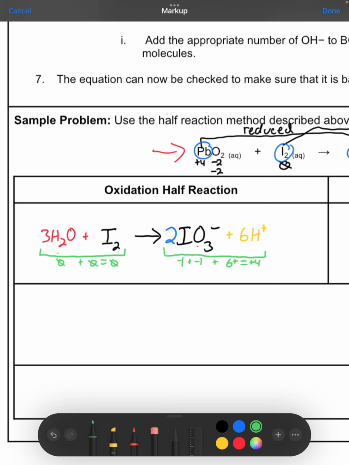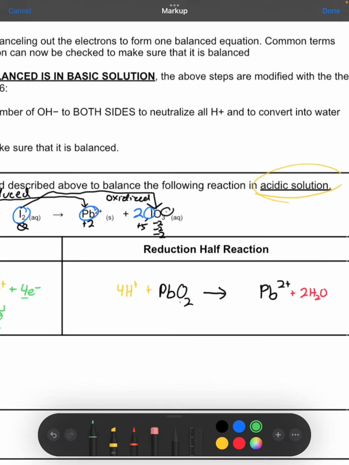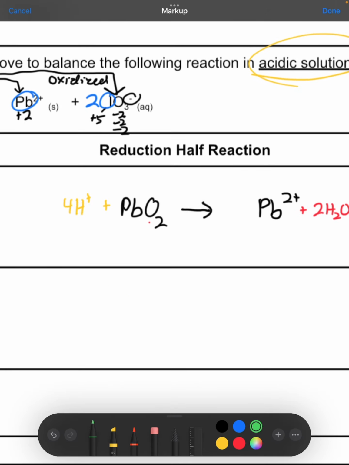So on the more positive side, and in this case it's the right-hand side, I'm going to add 4 electrons. Because if I do that, those little negatives from the electrons I just added are going to make this overall 0 to match the left-hand side, and that's what I'm going for. On the right-hand side over here, I'm going to do the same exact thing.